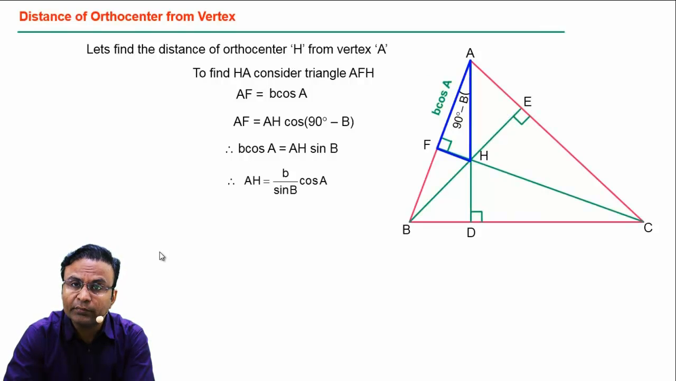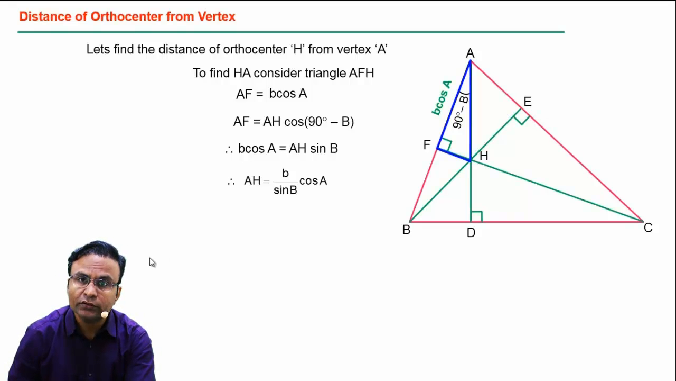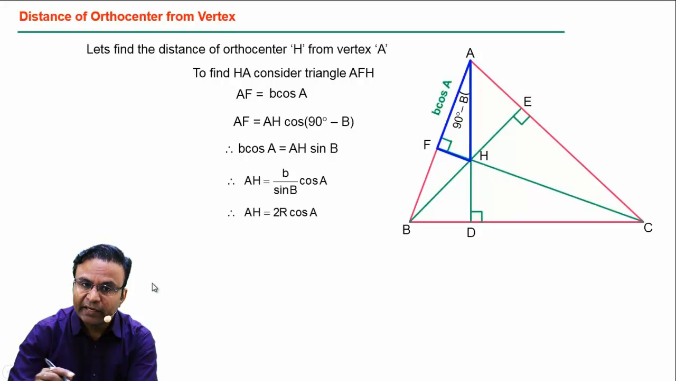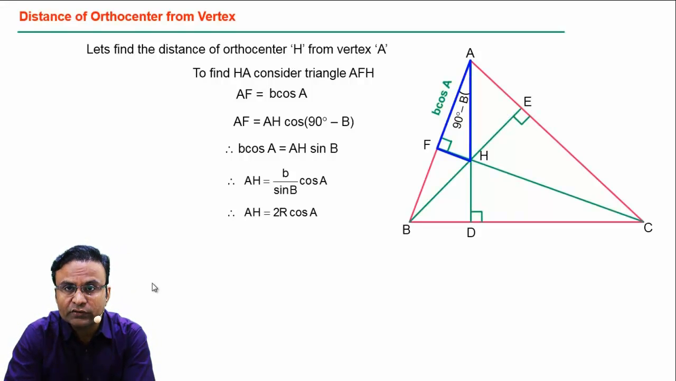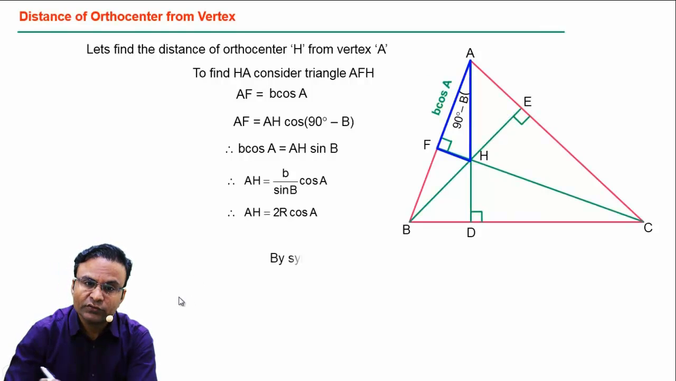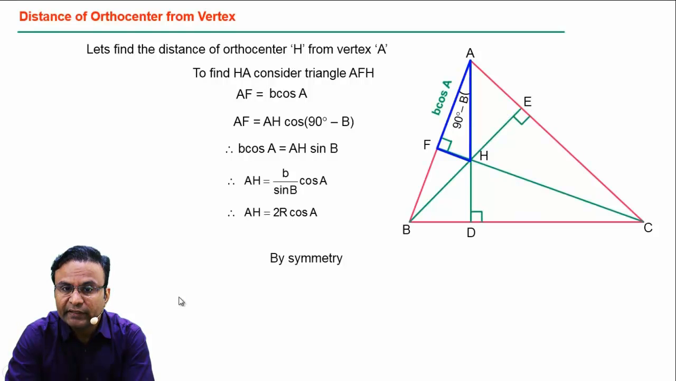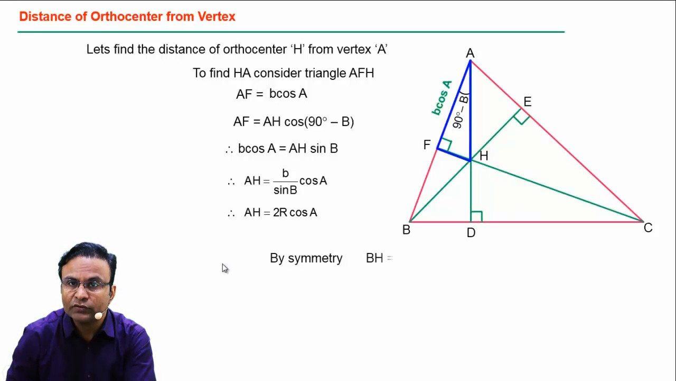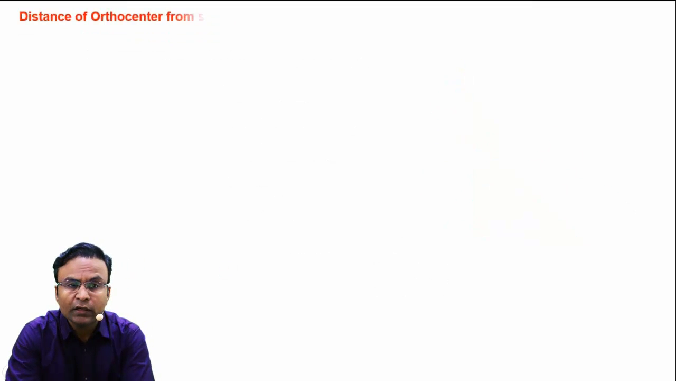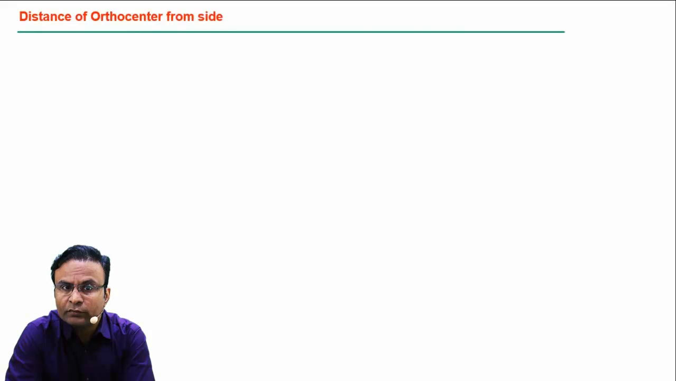Now we have b upon sin B. From the sine rule we know that this value is 2R, where R is the circumradius of triangle ABC. So we have AH is equal to 2R cos A. Now this is symmetrical form. So the distance of orthocenter from vertex B is 2R cos B, and the distance of orthocenter from vertex C is 2R cos C. Now the distance of orthocenter from side.